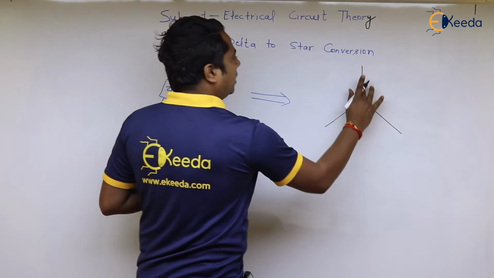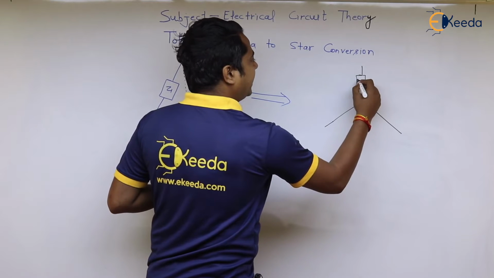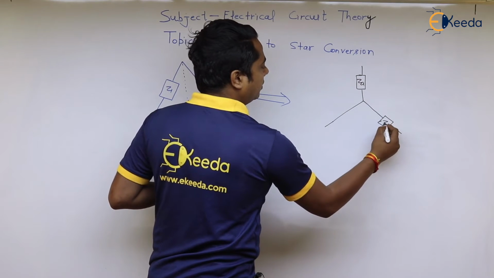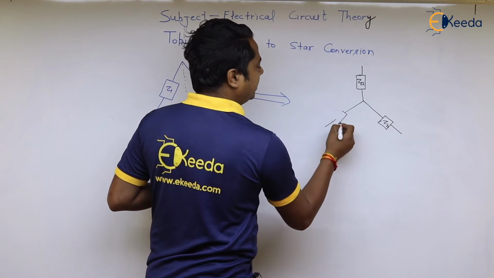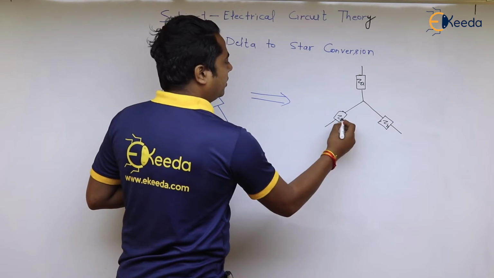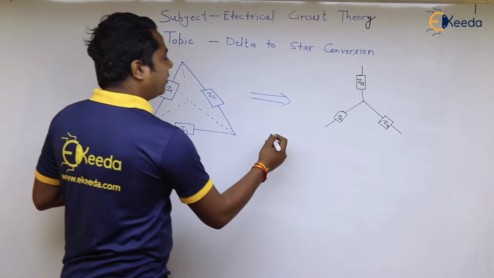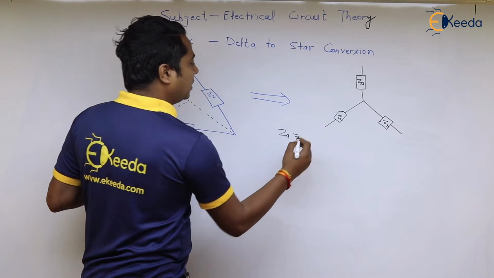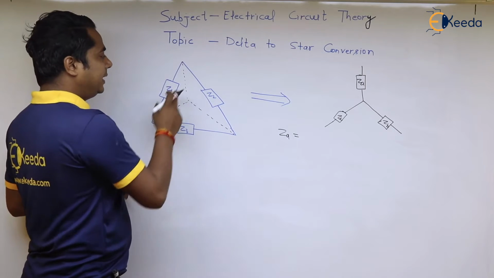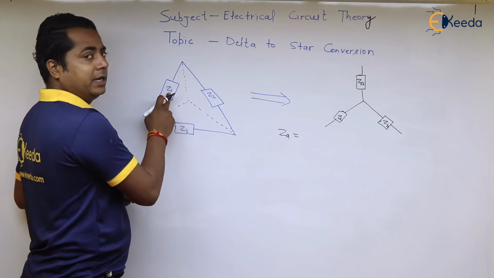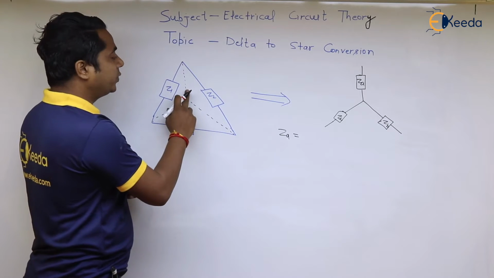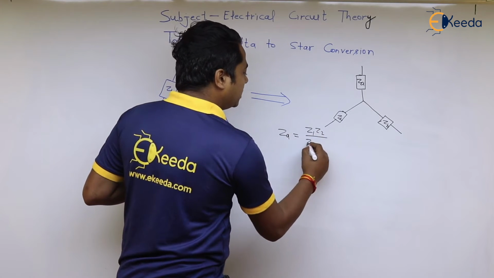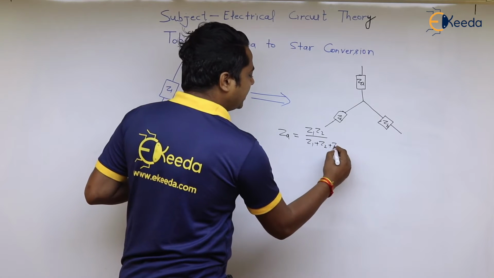So here I'm taking ZA, ZB and ZC. Then what will be the value of ZA? It is very easy. ZA is the one coming between Z1 and Z2. So ZA will be equal to Z1 Z2 upon Z1 plus Z2 plus Z3.